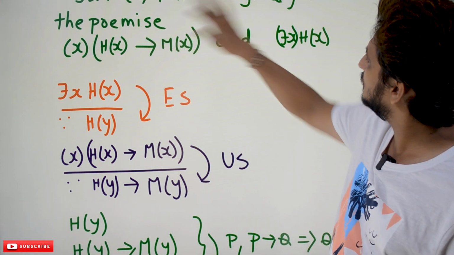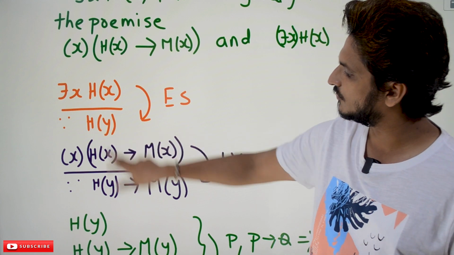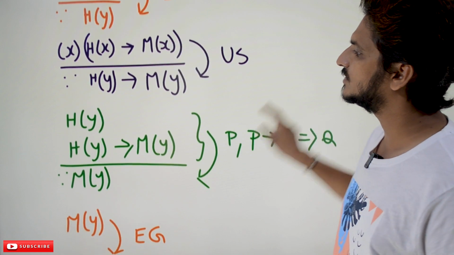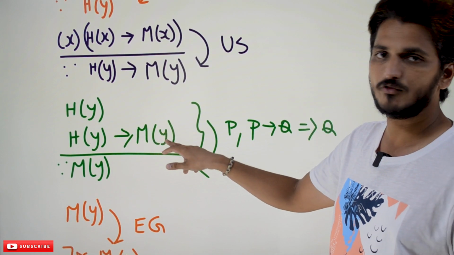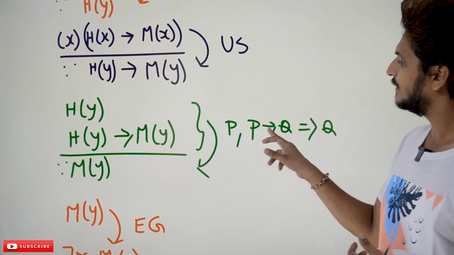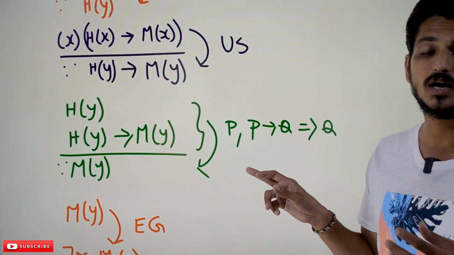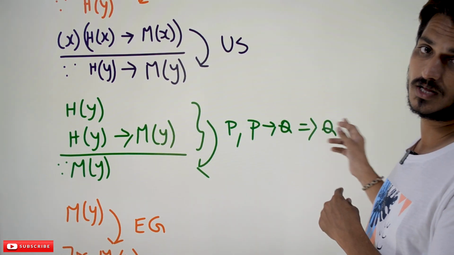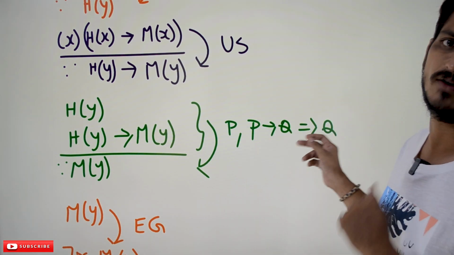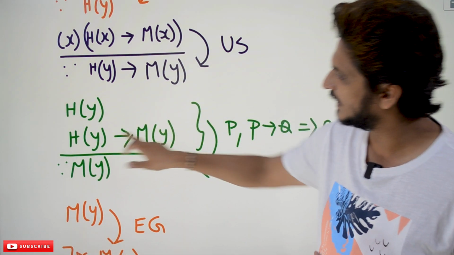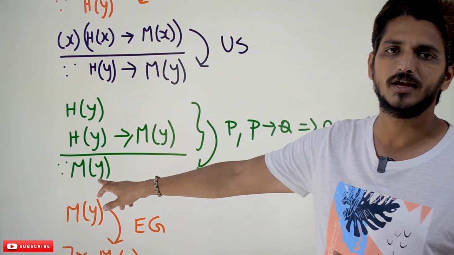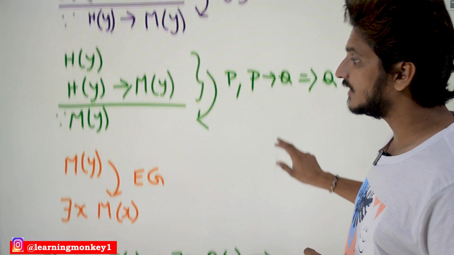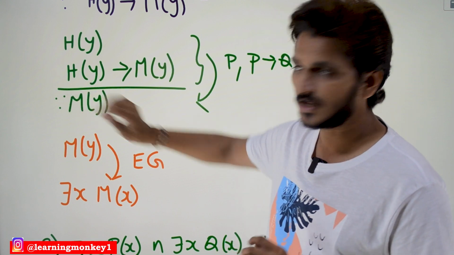So from the given premises, we got the new equations h of y, and another equation h of y implies m of y. These two are in the form of P, P implies Q, which is inference formula I11. P comma P implies Q can be written as Q from I11. Q here means m of y. So finally we concluded m of y.